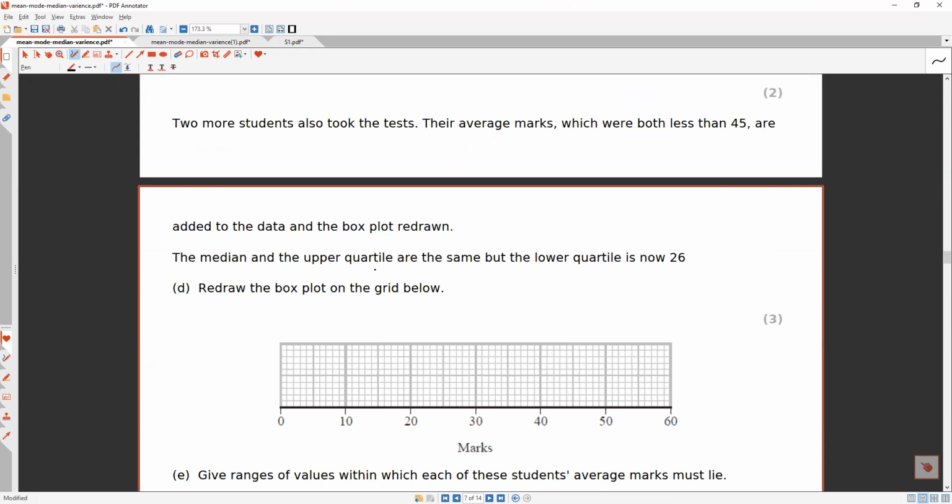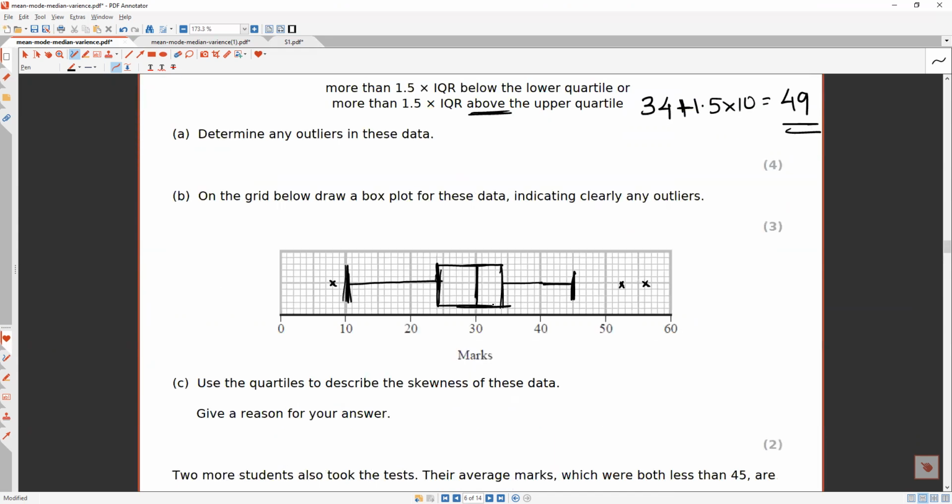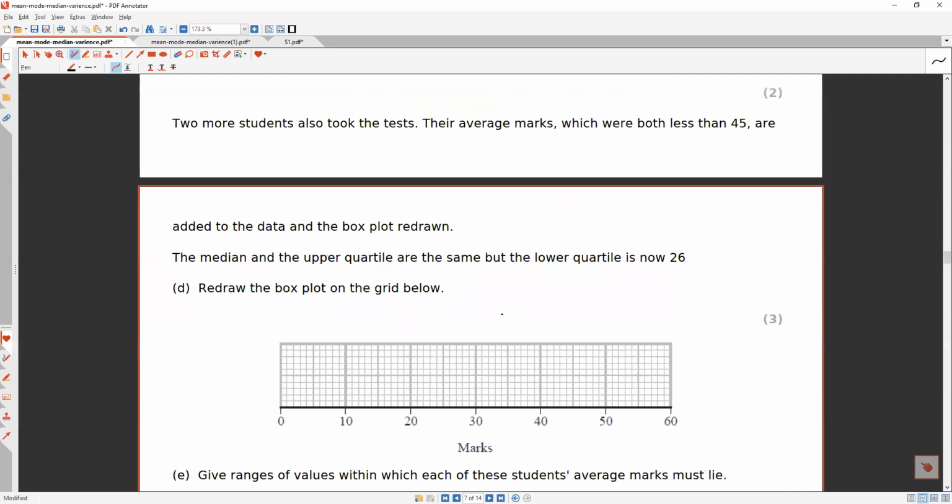to the data, and the box plot is redrawn. Okay, less than 45, so it's somewhere over here, less than 45. Now the median and the upper quartile are the same, so the median and upper quartile are the same, but the lower quartile is now 26. Okay, now you have to refine everything again.